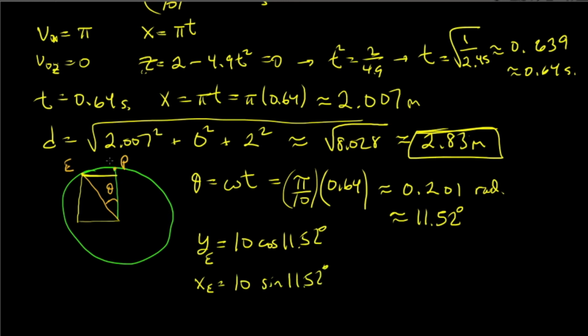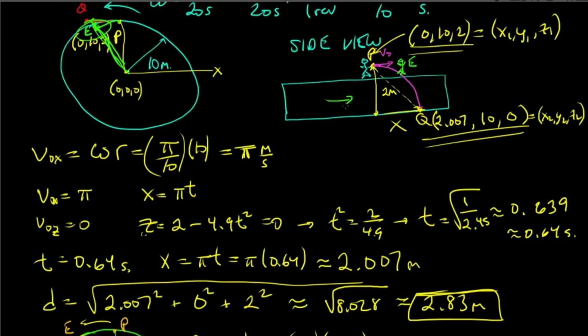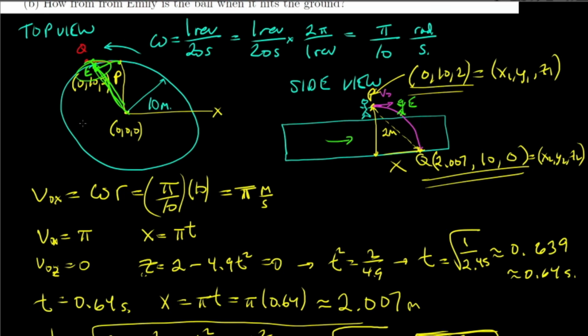I know it looks like it should be negative because it's to the left, but in this picture here, it's moving to the right. When you're looking from this point of view here, it looks like it's going to the right.